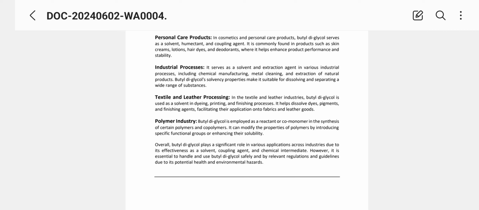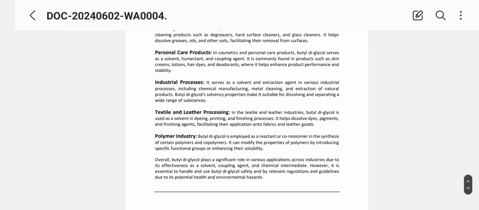Textile and leather processing. In the textile and leather industry, butyl diglycol is used as a solvent in dyeing, printing, and finishing processes. It helps dissolve dyes, pigments, and finishing agents, facilitating their application onto fabrics and leather goods. Polymer industry. Butyl diglycol is employed as a reactant or comonomer in the synthesis of certain polymers and copolymers. It can modify the properties of polymers by introducing specific functional groups or enhancing their solubility.